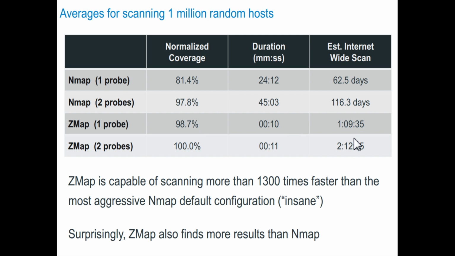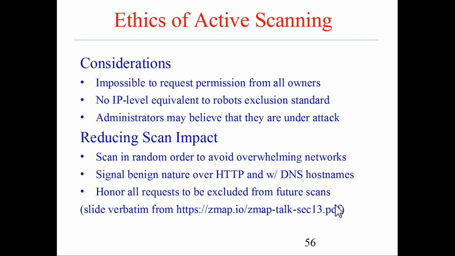It can scan 98.7% of the internet in, I believe this was an hour and 9 seconds, hour, 9 minutes, 35 seconds. Whereas for Nmap, it took 62 days and could only get 81. Oh no, for single, I forget. But it's much, much quicker. And this is compared against Nmap's configuration of Insane, which is the most aggressive, I believe. However, I don't use Nmap that much.